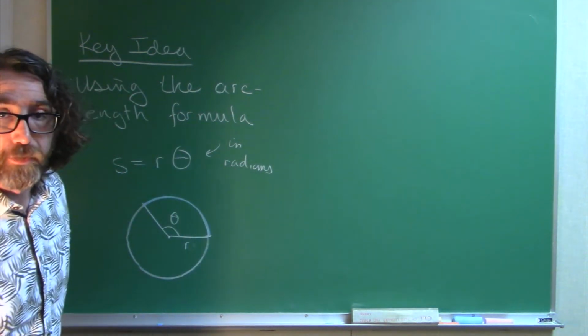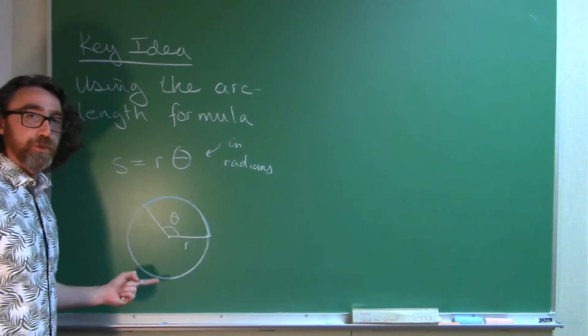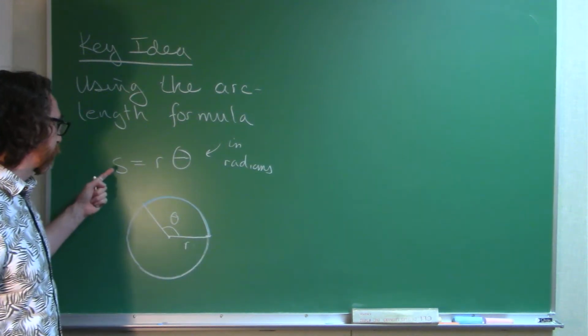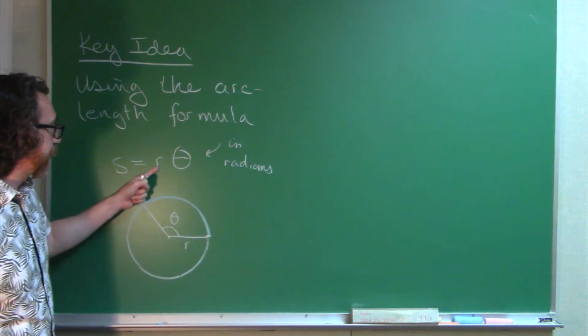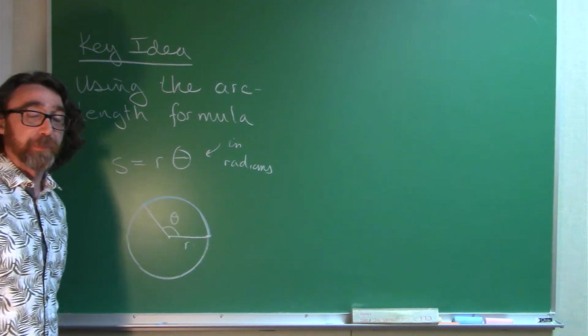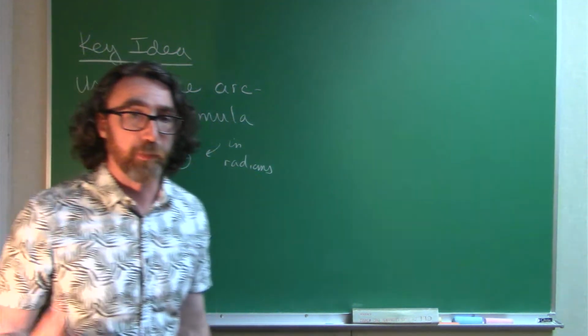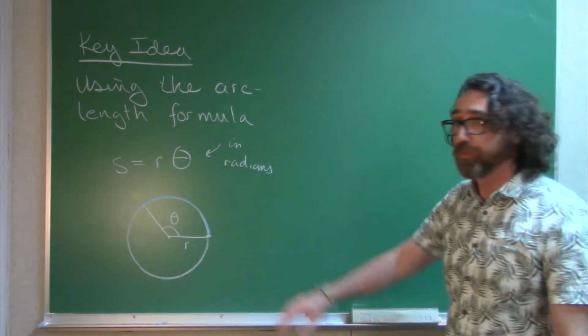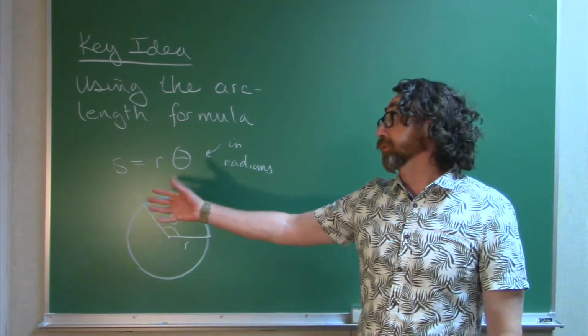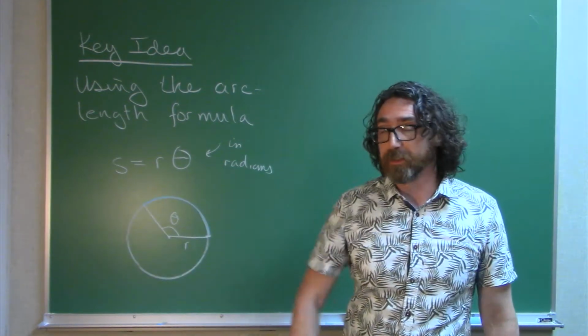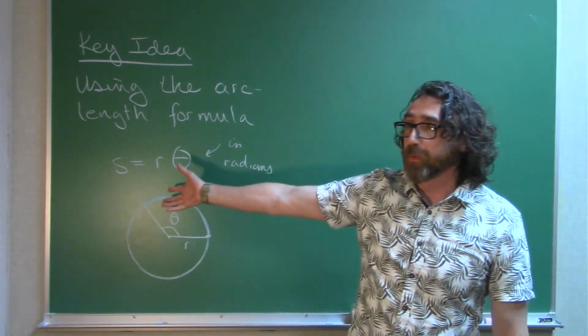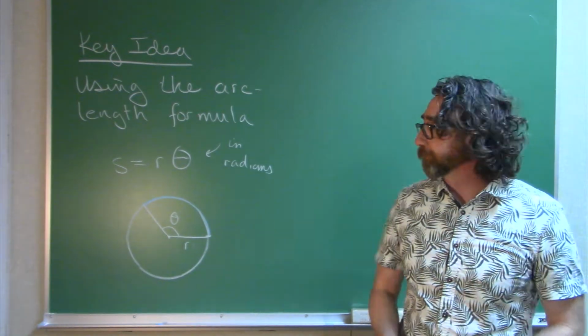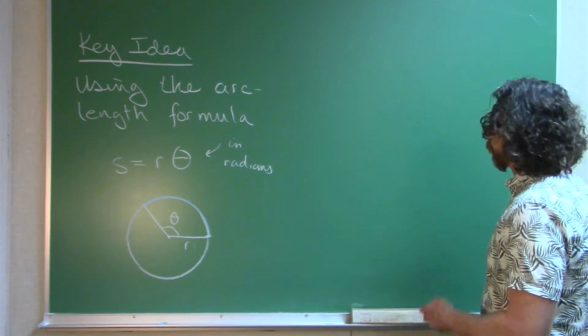Now, for this formula to work, you've got to measure theta in radians. Okay, so the arc length equals the radius times the measure of the central angle in radians. So if you know any two of those things, you need two of the variables known. If you know any two of those, you can figure out the third.